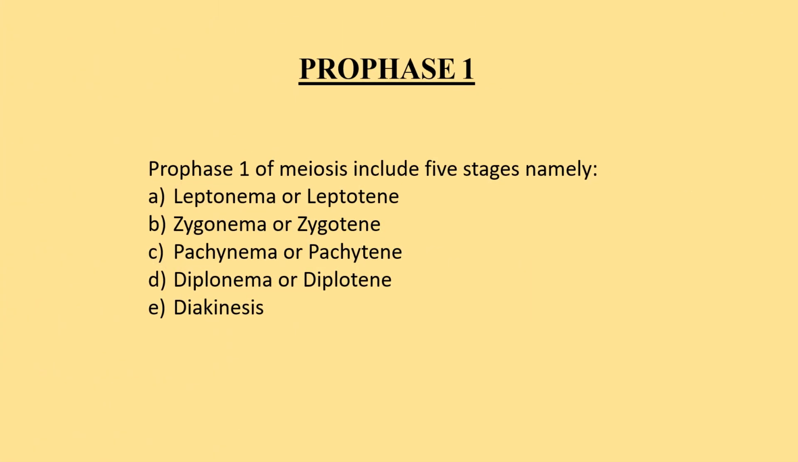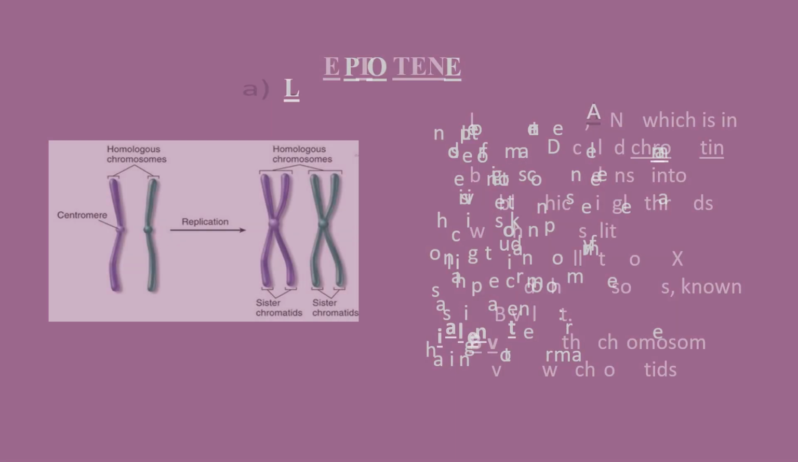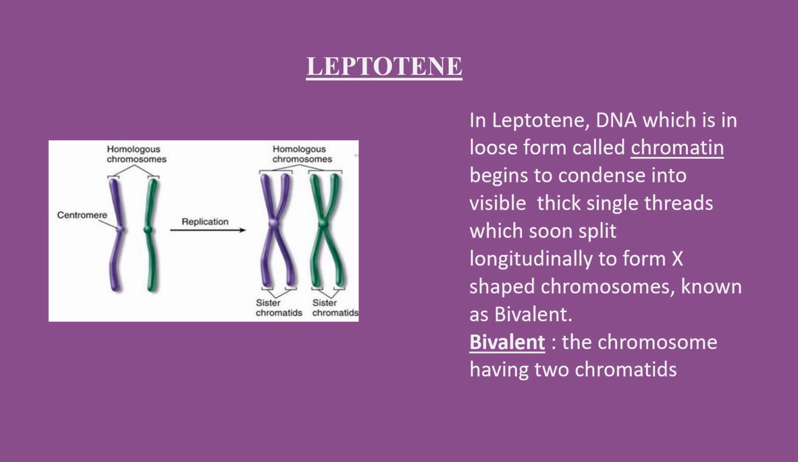Prophase 1 of meiosis includes 5 phases, namely leptotene, zygotene, pachytene, diplotene and diakinesis. We will study what happens to chromosomes during these phases, step by step. In leptotene stage, chromatin threads condense into X-form chromatids. This structure of chromosomes is known as bivalent. So a bivalent means a chromosome having two chromatids.